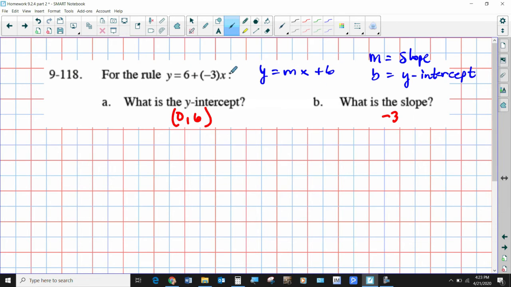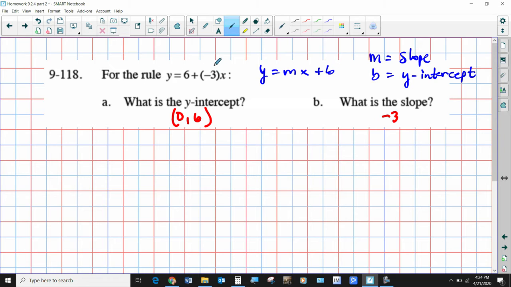All right, for these two questions related to this rule, we need to remember that y equals mx plus b is the generic formula for any two variable equation, where you've got a slope ratio or a constant growth rate that gets multiplied times x, and then the b is what you get when x is equal to 0, y is equal to that number. That's why we call it the y-intercept.